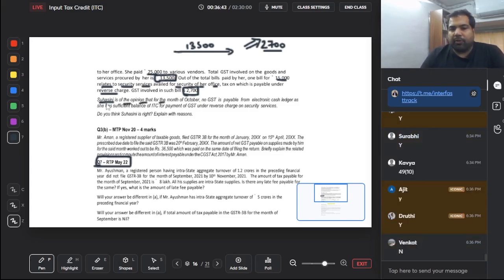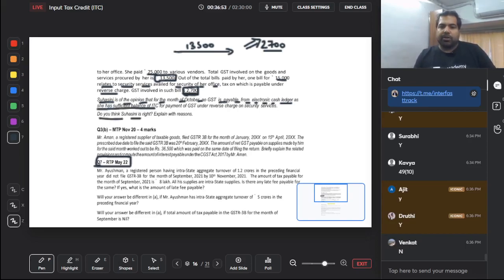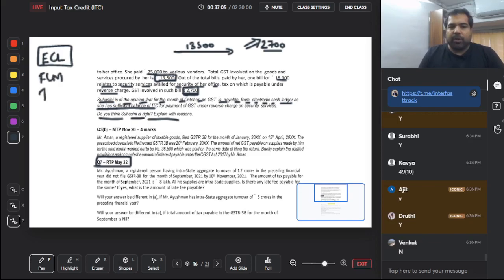Suhasini is of the opinion that for the month of October, no GST is payable from the electronic cash ledger. Her view is wrong because this 2700 has to be paid through the cash ledger. Do you think Suhasini is right? No, Suhasini is wrong. Guys, the RCM tax has to be paid through the cash ledger. Please tell me, electronic credit ledger can be used only to pay one type of tax. What is that? FCM tax only.